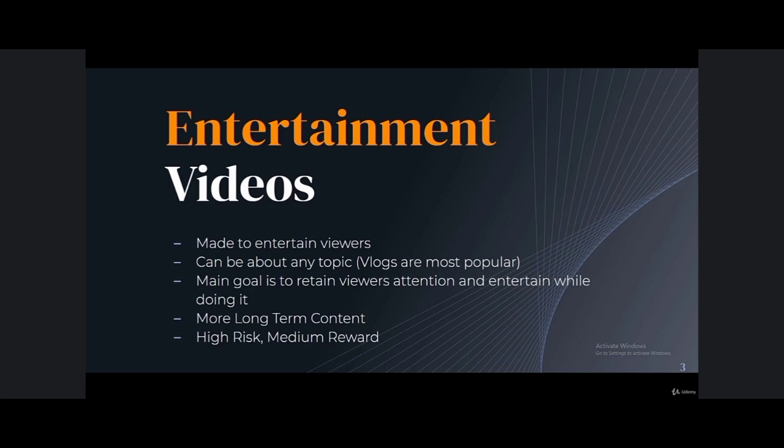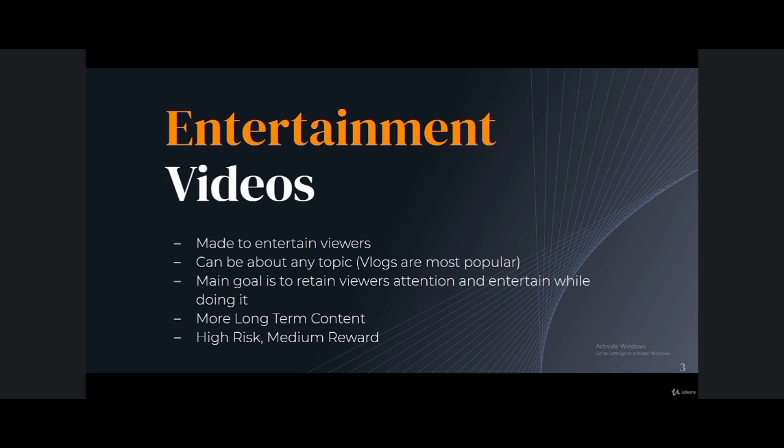And it is long-term content as well, but unlike educational videos, it is not easily searchable content. It's not searchable, but it is easily discoverable because the YouTube algorithm is usually very good at showing people those entertainment videos that other people actually found very funny and that retained their attention, the people that are entertained.